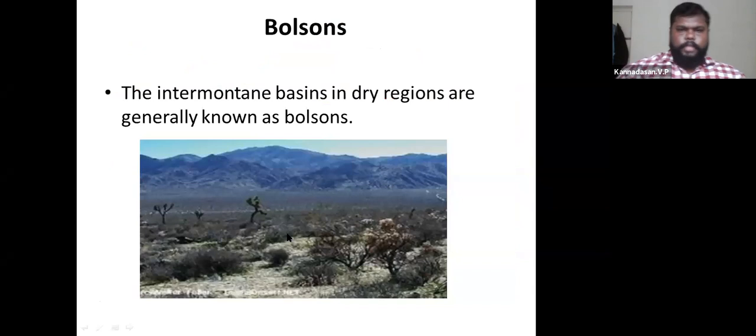Then this is balsams. Balsams are just a dry region. An intermountain region between two mountains where it is dry, and this region is known as balsams region. I hope you people are not familiar with this type of topography. But if you go to the southern part of Tamil Nadu, the dry regions like Tirunelveli, there you can see features like this.